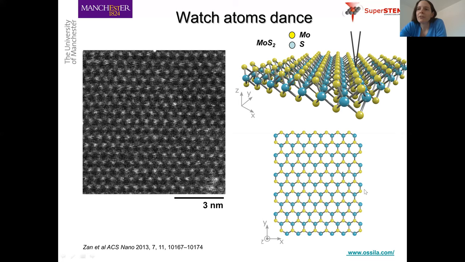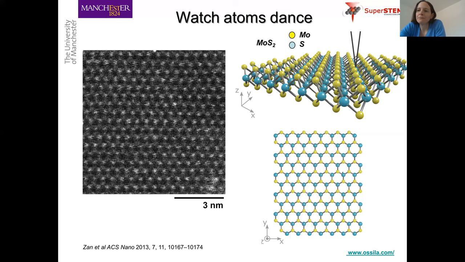In each of the individual spots in this image, we either have a molybdenum atom or we have two sulfur atoms. Now, these have a slightly different brightness, and that's because the molybdenum atom scatters the electron beam more than the two sulfur atoms. And that's to do with the atomic number of the material.